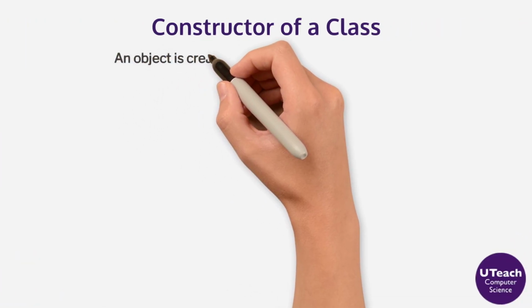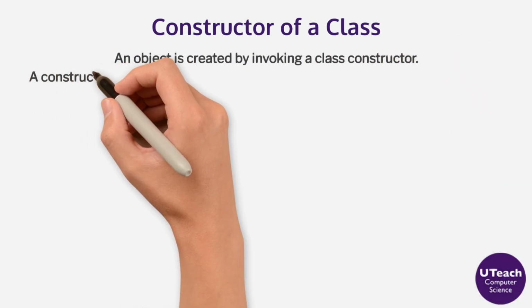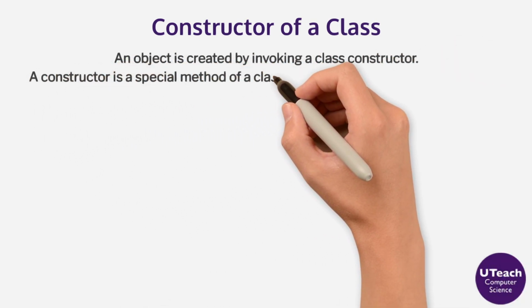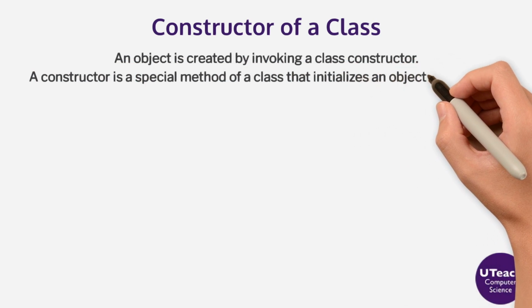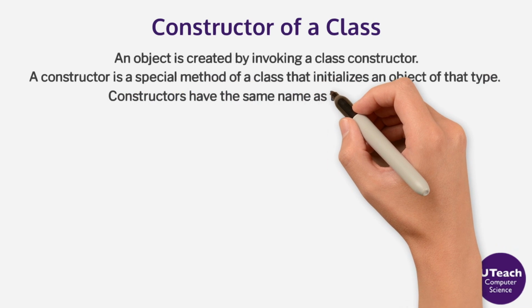An object is created by invoking a class constructor. A constructor is a special method of a class that initializes an object of that type. Constructors have the same name as the class name.